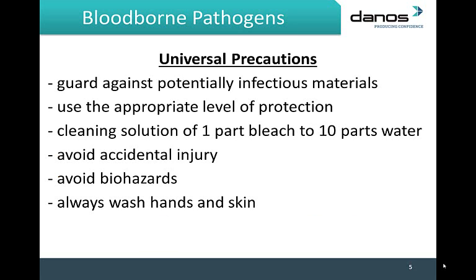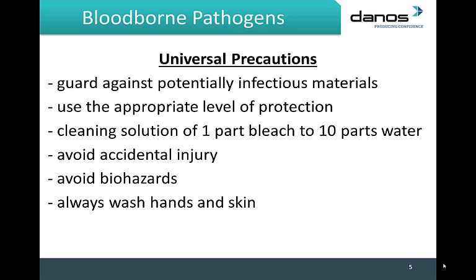When dealing with an injured person or cleaning up an area where an incident has happened, there is the potential that there may be blood or bodily fluids that you may come into contact with. It is important that you follow some basic universal precautions. Always assume that the area contains potentially infectious materials, so guard against potentially infectious materials.